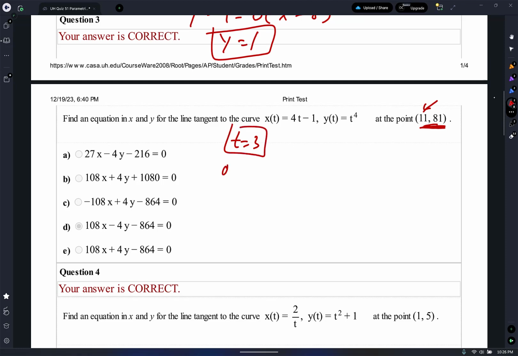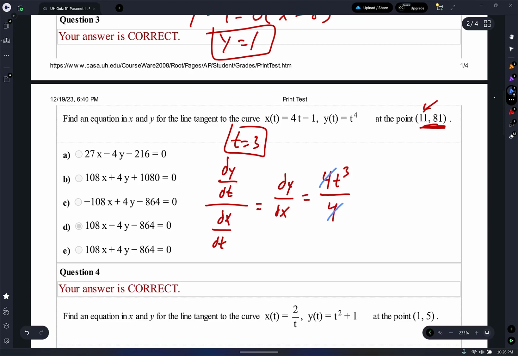I need my slope. So dy/dt divided by dx/dt will give us dy/dx. And then remember, we're going to evaluate that at t equals 3. So 4t cubed over 4. The 4's cancel out. And we're evaluating this at t equals 3. So 3 to the 3rd. Let's see what we get. 3 times 3 is 9. 9 times 3 is 27. So there we go, that's my slope.